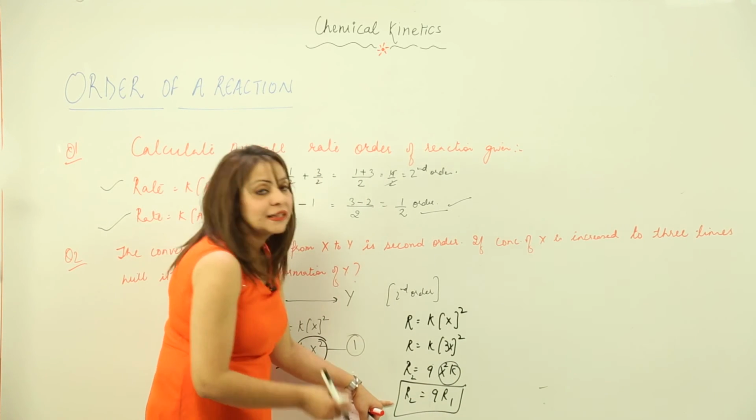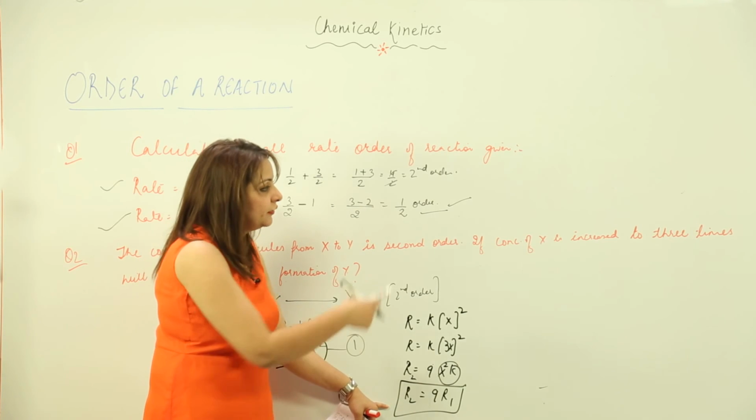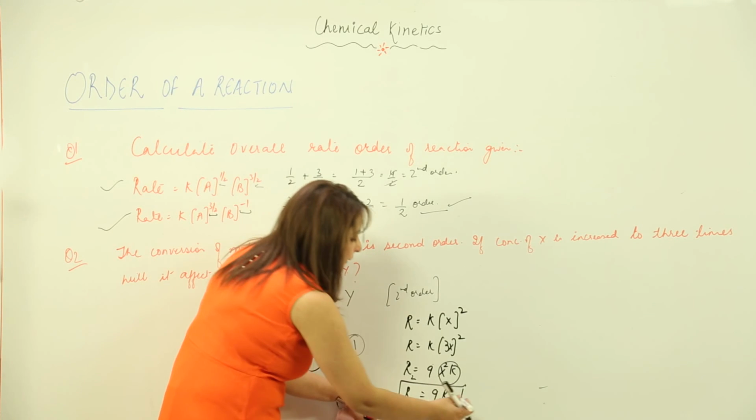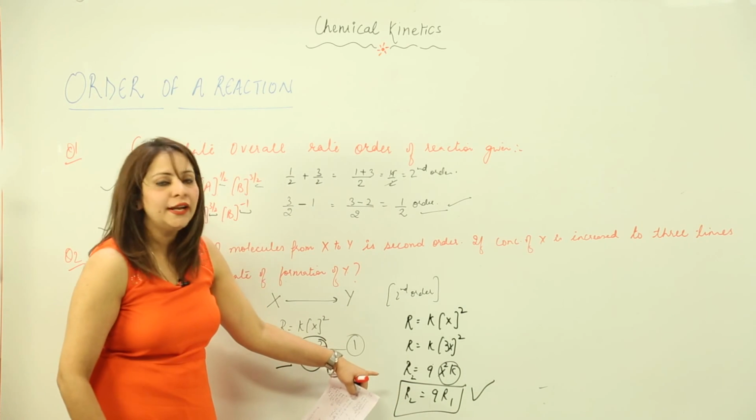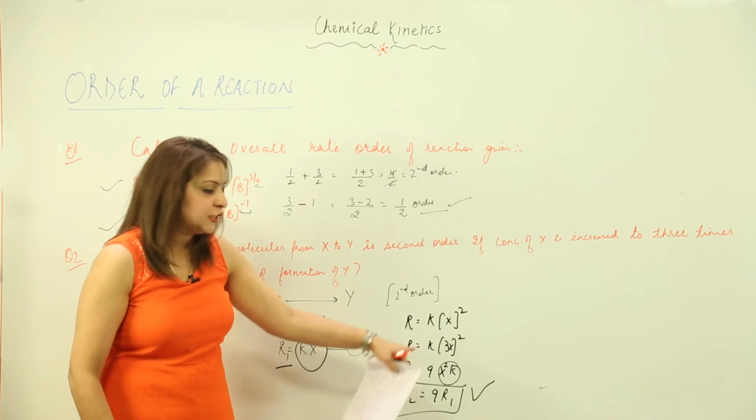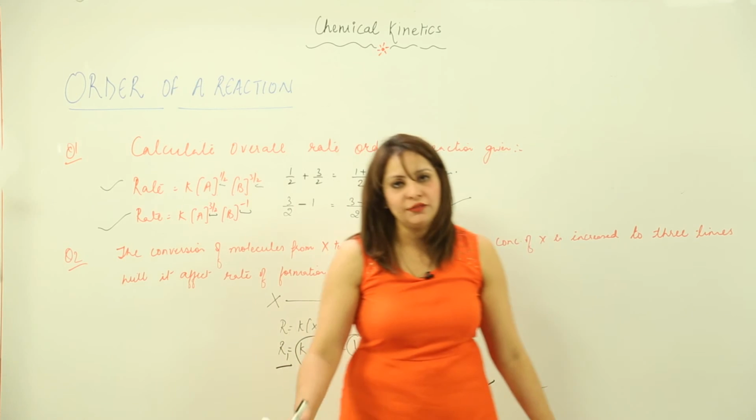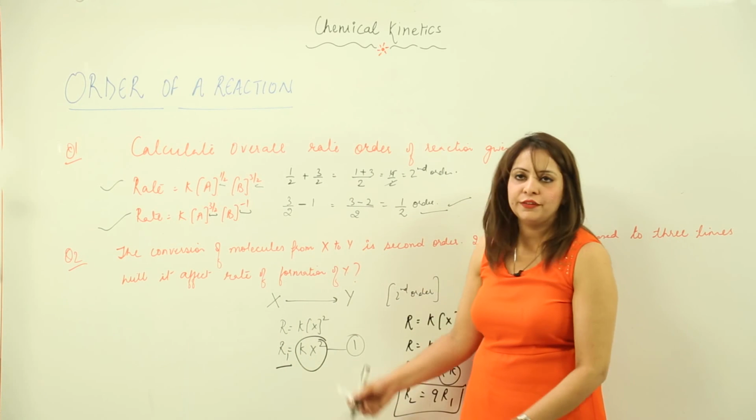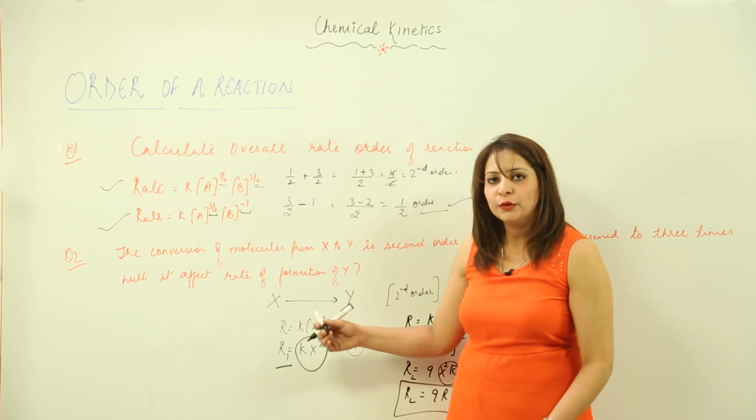So we can say that when the concentration becomes 3 times, the new rate R2 becomes 9 times the previous rate. This is how you are going to solve a question related to the order of the reaction. We will be doing more problems, just look at the board carefully.